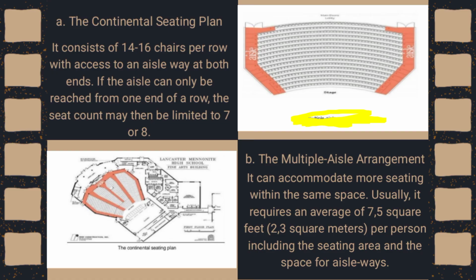Now we have the multiple aisle arrangement. It can accommodate more seating within the same space. Usually, it requires an average of 5 square feet per person, including the seating area and the space for aisleways. This is a seating arrangement featuring multiple aisles that divide the seating area. As you can see in the picture, we have 5 aisles.